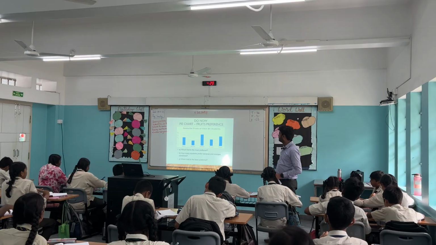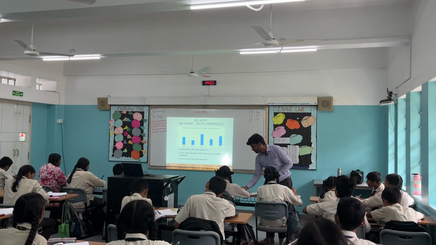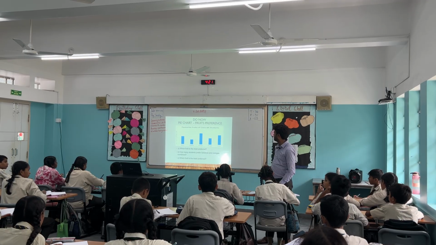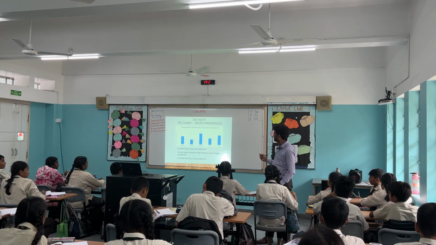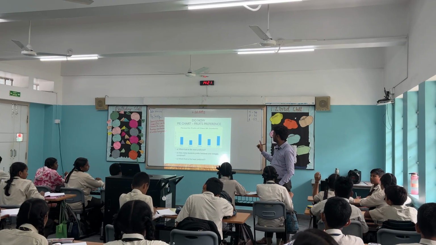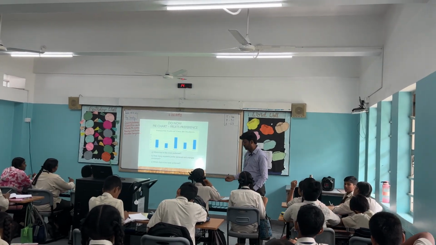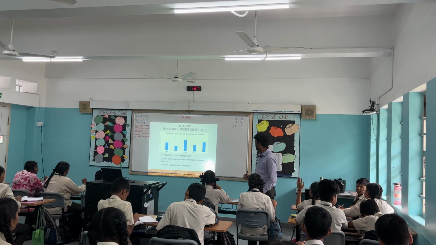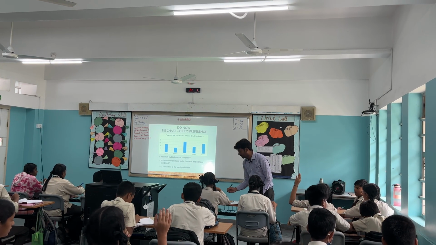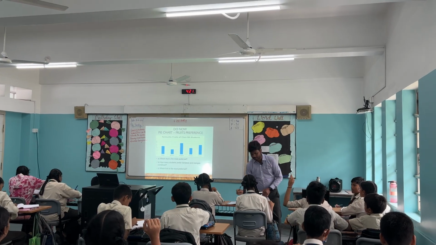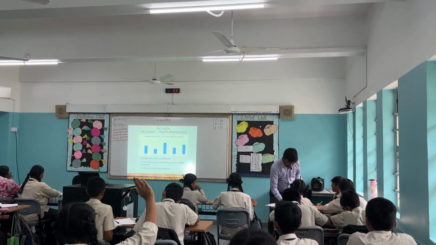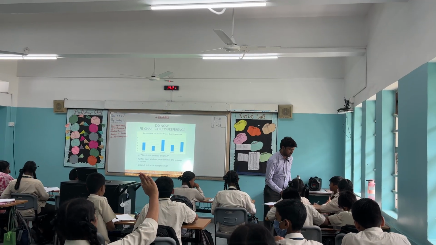Completed. Which fruit is the most preferred? Mangoes. Right, correct. How many students prefer bananas and oranges combined? Bananas are 6 and oranges are 8. Together 14. And the least preferred fruit is banana. Right, good. That's correct.